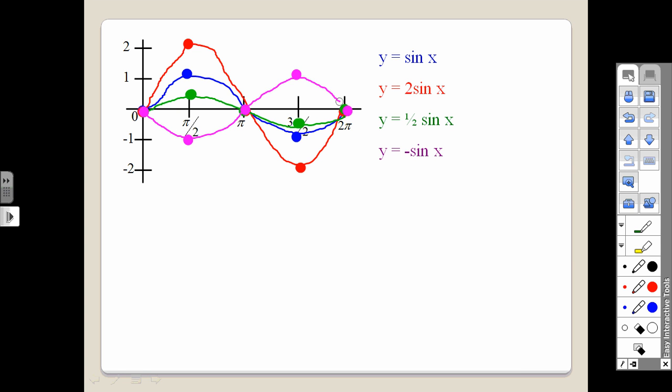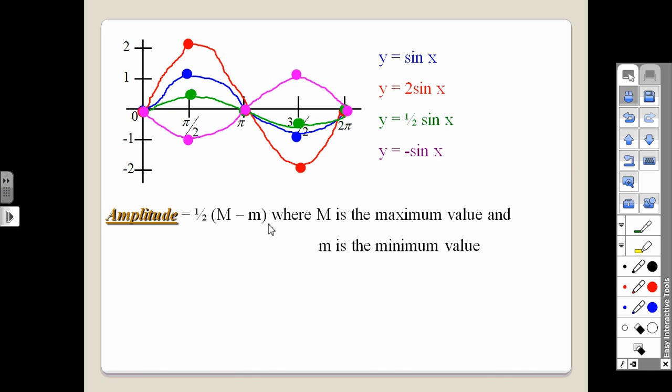Okay, so we can see that for each of these, what changed was the number in front of the sine of x. And so when it's just 1, we go up to 1. When it's 2, we go up to 2. When it's a half, we go up to a half. When it's -1, we go down to -1 first. All right, so these numbers in front help us figure out the amplitude. And amplitude is defined as 1/2 the maximum minus the minimum. So really it is how high or how low are you going in your curve, the height of your curve.